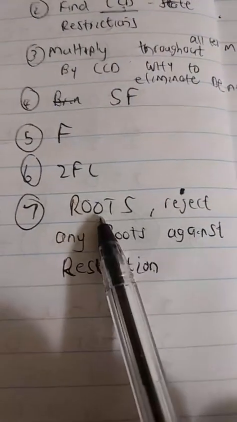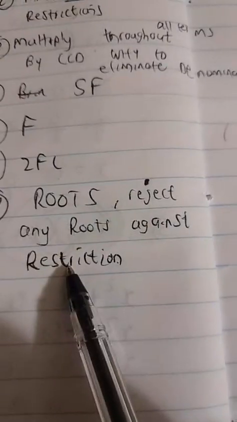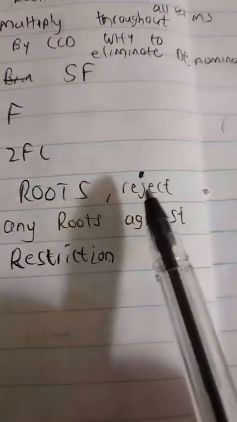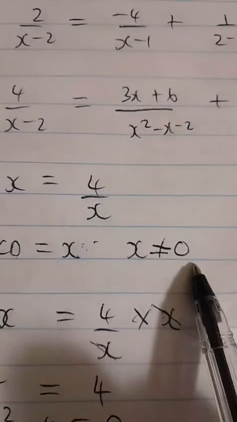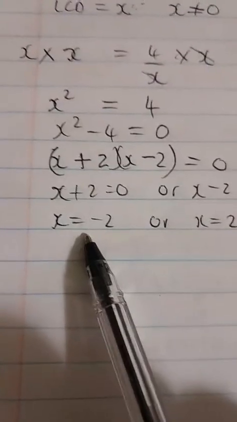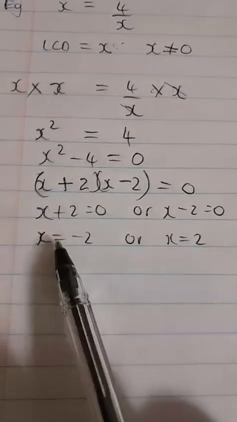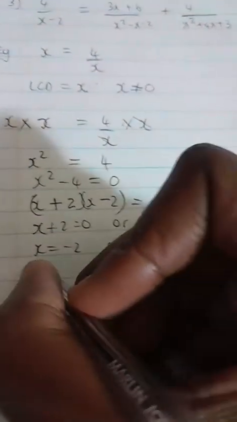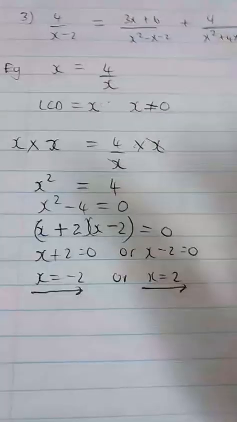Finally, if any of the roots is against the restriction, we reject that root. What was the restriction? The restriction said x cannot be 0. What are our roots? We have negative 2 and 2. Do any of them oppose the restriction? No. So therefore we can embrace both roots as our final solutions.